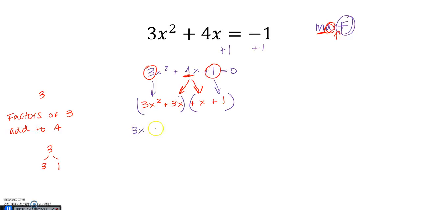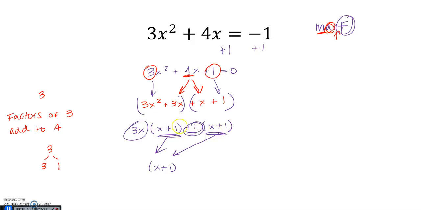First group has a greatest common factor of 3x, so you're left with an x plus 1. The second group, it doesn't really have anything in common besides a 1, so you're left with x plus 1. You need this plus 1 here as a placeholder. Your 2 factors are x plus 1. Notice these 2 are the same. If these 2 aren't the same, you've made a mistake. Your other set of parentheses is made up of the pieces you pulled out, so the 3x plus 1.